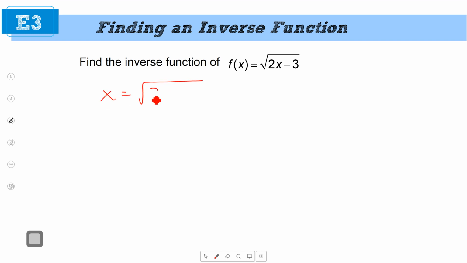X is equal to the square root of 2y minus 3. I shouldn't have to ask this question, but I will. What do I do first? Good, square both sides. Then what? Isolate y. How? Add 3. And then divide by 2.